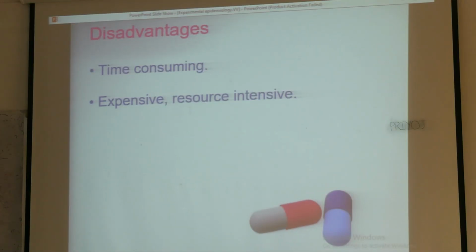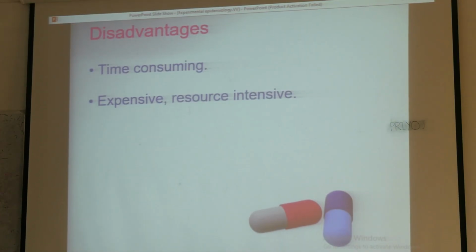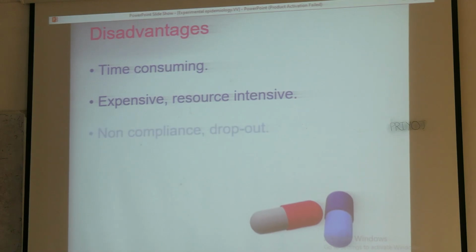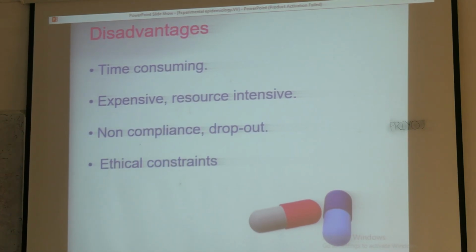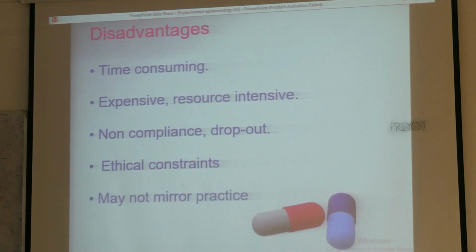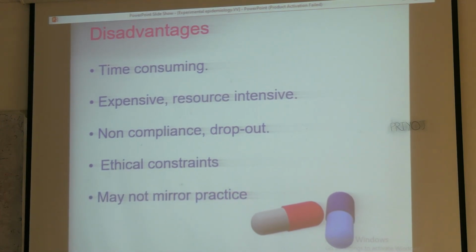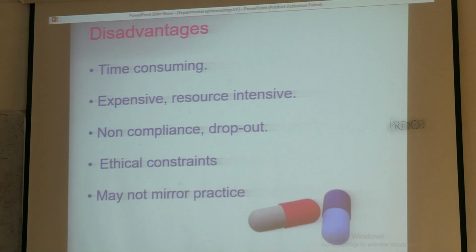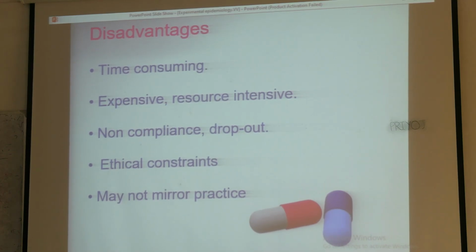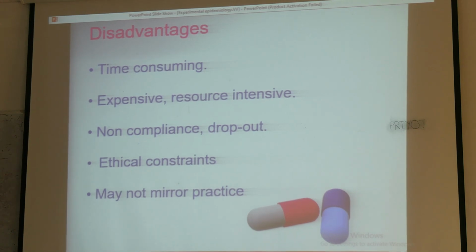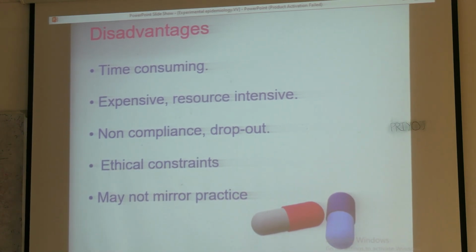Disadvantages are that it's time consuming, expensive, resource intensive, and non-compliance and dropout are quite high. Ethical constraints, I told you, that is about the same thing. When you're not sure of a particular drug, whether to give it or not, that is the ethical issue. Okay. So it's like you buy some food from outside and you're not sure of the food. But if you buy it from some reputed place, you have an idea that it's good. Ethical constraint may not mirror practice.